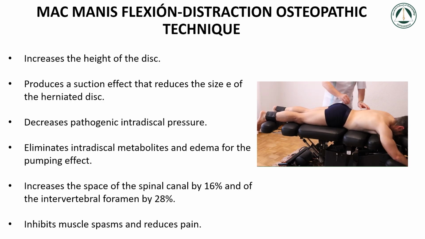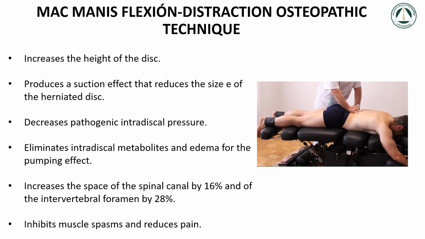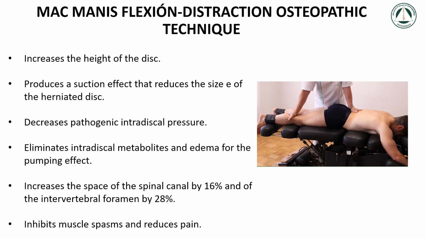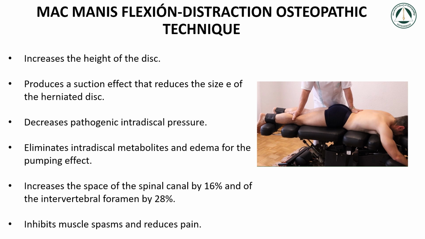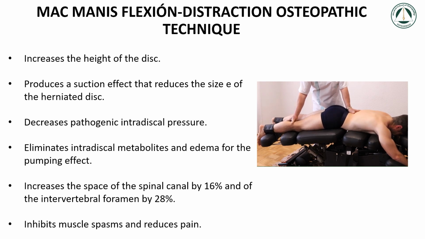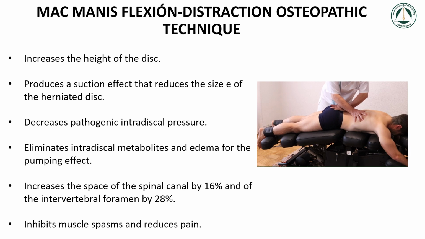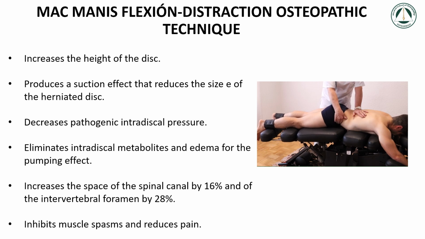The Bachman's flexion distraction is a mechanical treatment of the lumbar disc prolapse. It increases the height of the disc. It produces a suction effect that reduces the size of the herniated disc, decreases pathogenic intradiscal pressure, and eliminates intradiscal metabolites and edema through the pumping effect. It increases the space of the spinal canal by 16% and of the intervertebral foramen by 28%. It inhibits muscle spasm and reduces pain.